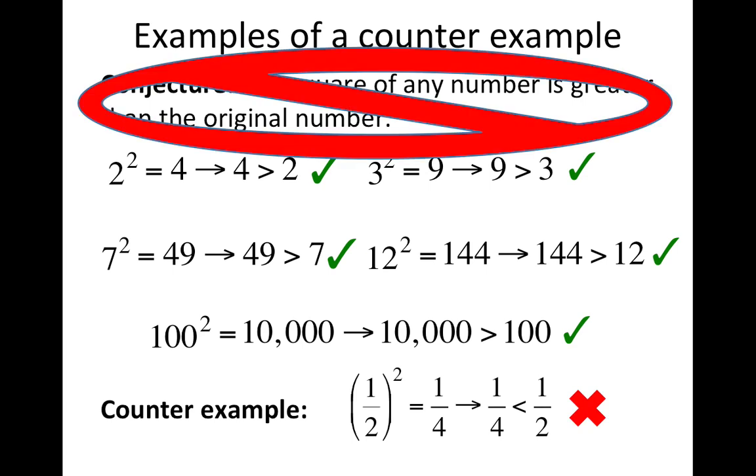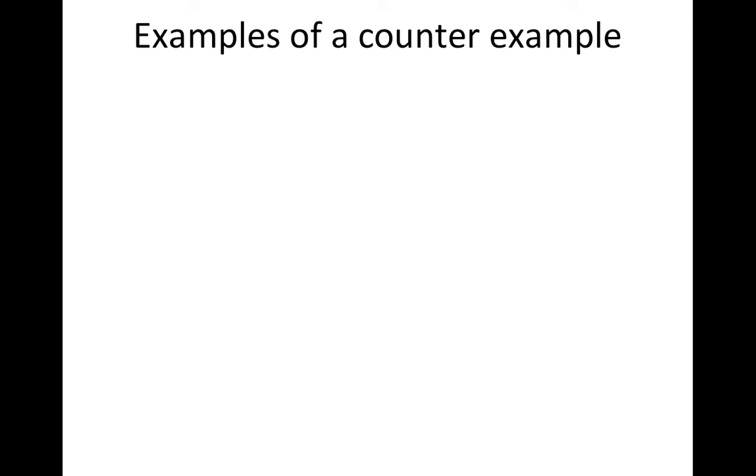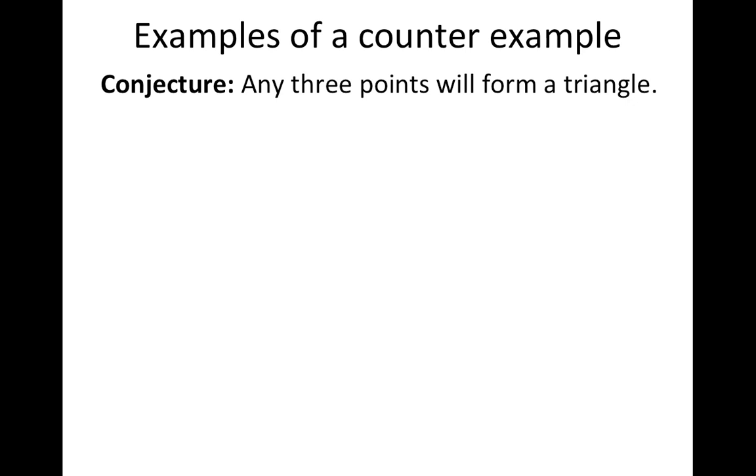It is not true that the square of any number is greater than the original number. That's only true for some numbers. The first 5 examples we gave are true, but the last one is a counterexample proving my conjecture wrong. Now let's do an example that's actual geometry, but I promise you can do it. It's very easy. What if I tell you that any 3 points will always form a triangle? No matter what, if I take 3 points, they'll form a triangle.